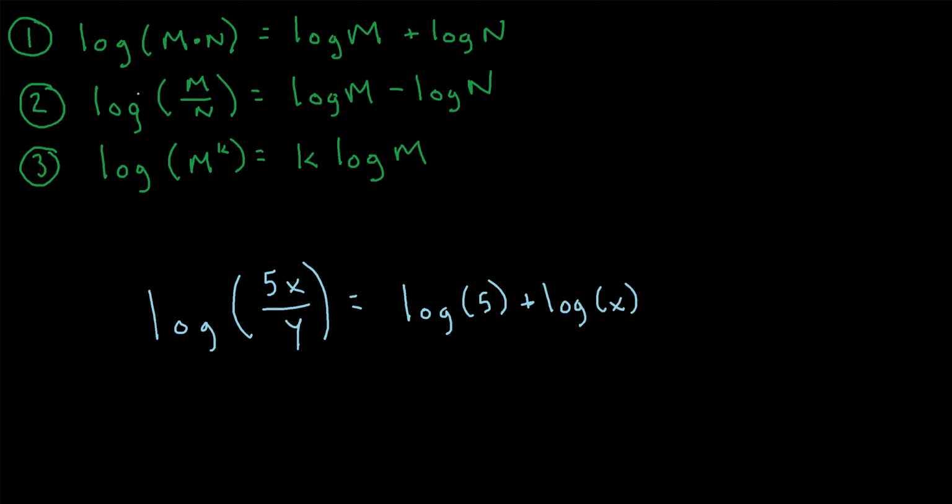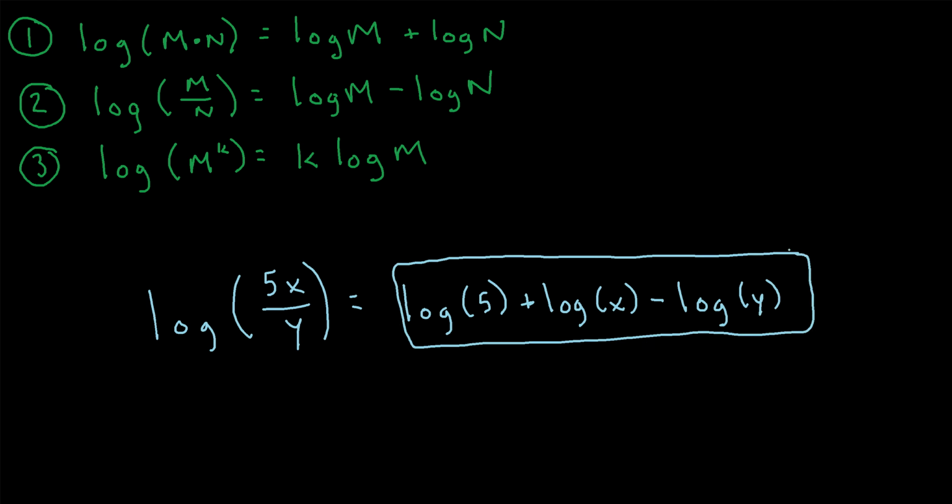And recall, if we had log of m divided by n, we can rewrite that as log of m minus log of n. So in our expression, we have a y in the denominator, so we can write that as minus log of y, since it's in the denominator. And that is our final answer. That is how we can expand this logarithmic expression into this new expression over here: log of 5 plus log of x minus log of y.